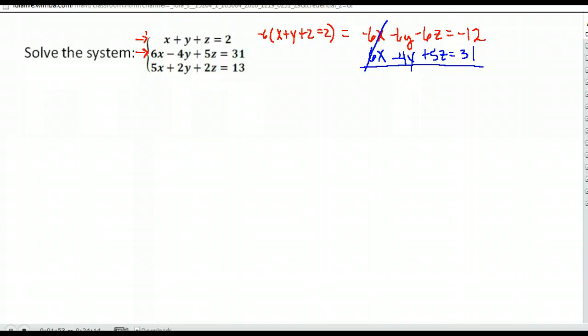Okay, when I do that, just like I planned, 6 and -6 gives me 0 x's here. -6 and -4y gives me a -10y when I add those, and a -6z plus a 5z gives me a -z, excuse me, not 0, and -12 plus 31 is 19. That gives me one equation with 2 variables.